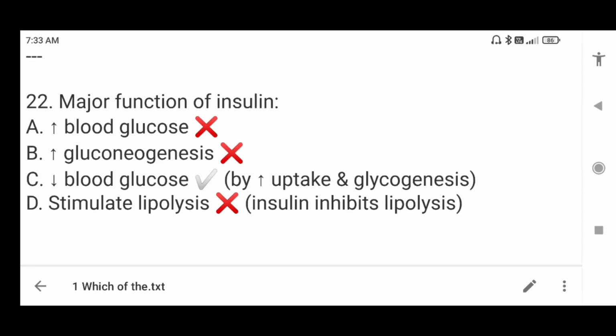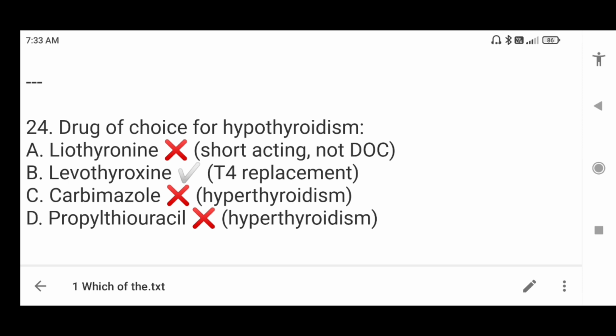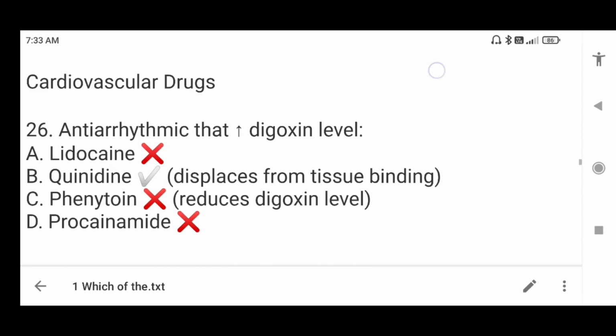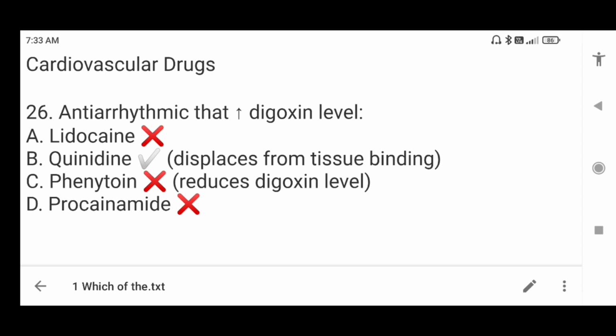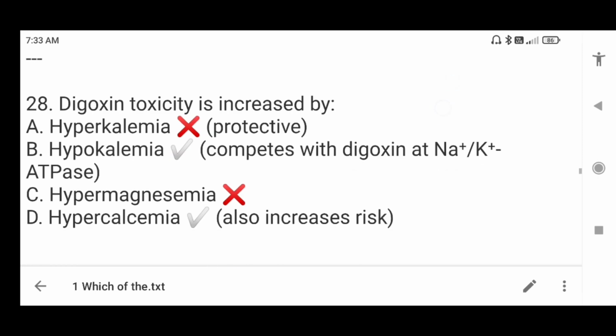Major function of insulin: lowering blood glucose. Sulfonylureas act by stimulating insulin release. Drug of choice for hypothyroidism is T4, levothyroxine. Drug used in thyroid storm is propylthiouracil. Antiarrhythmic raising digoxin level is quinidine. Drug of choice for malignant hyperthermia is succinylcholine. Digoxin toxicity is increased by hypokalemia.